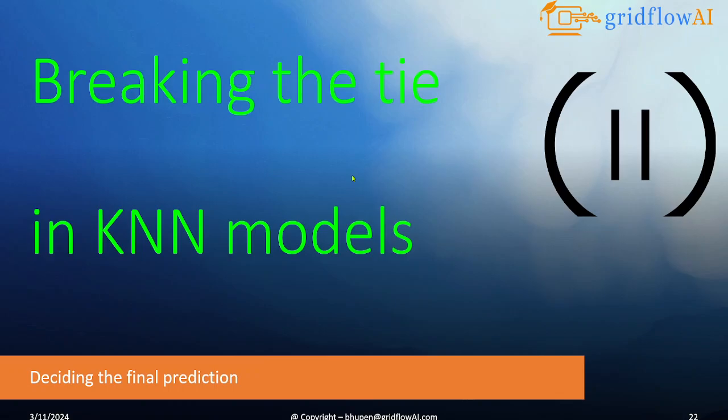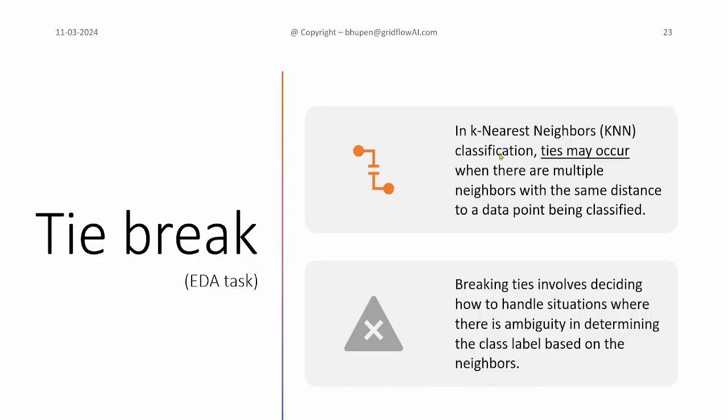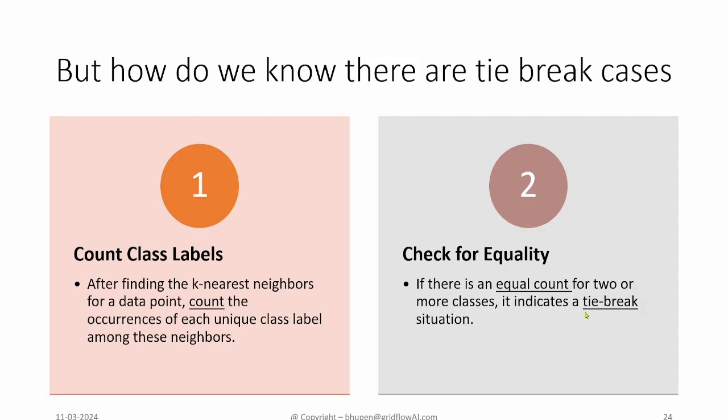So let's get started. The tie break is a situation in the k-neighbors algorithm where we have a tie. Ties may occur when there are multiple neighbors with the same distance from the target data point. Breaking a tie involves deciding how to handle situations which create ambiguity in predictions. There are multiple techniques possible here for how to break the tie.